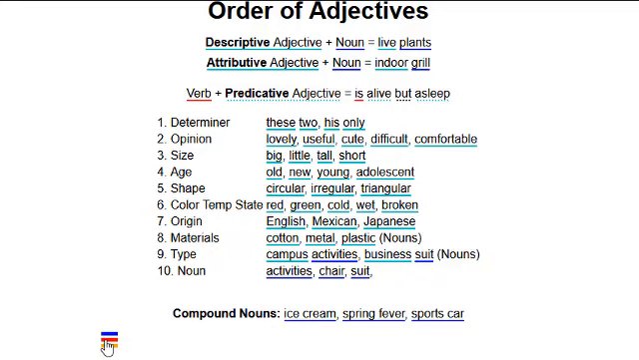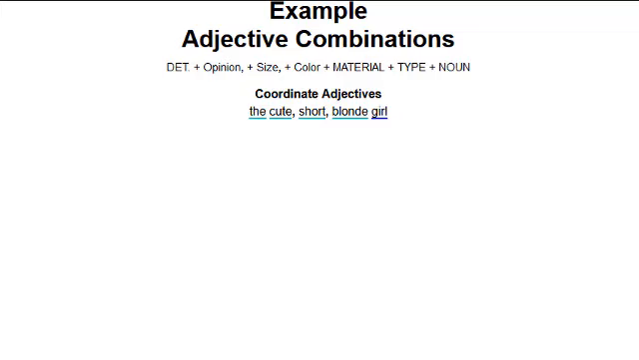Notice that two commas are used to separate the three adjectives in the noun phrase, the cute, short, blonde girl, as well as the phrase of the tall, dark, handsome guy. But wait, isn't handsome an opinion adjective like cute? Shouldn't it be the first adjective? Is the handsome, tall, dark guy more correct?